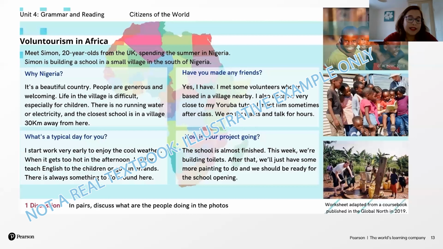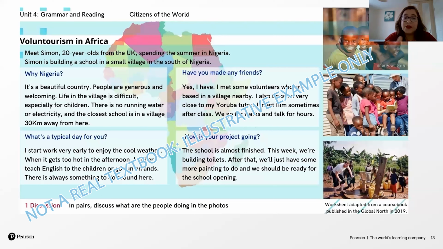Again, the original worksheet wasn't about Nigeria at all. However, the idea is that it was about moving from the UK to somewhere in Africa and contributing, maybe building a well or building a school or doing some kind of volunteering work, but the story is about Simon.